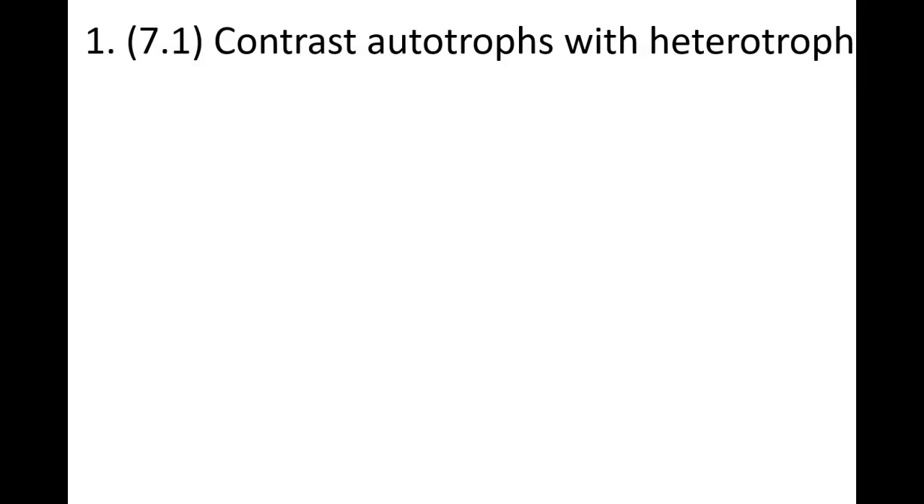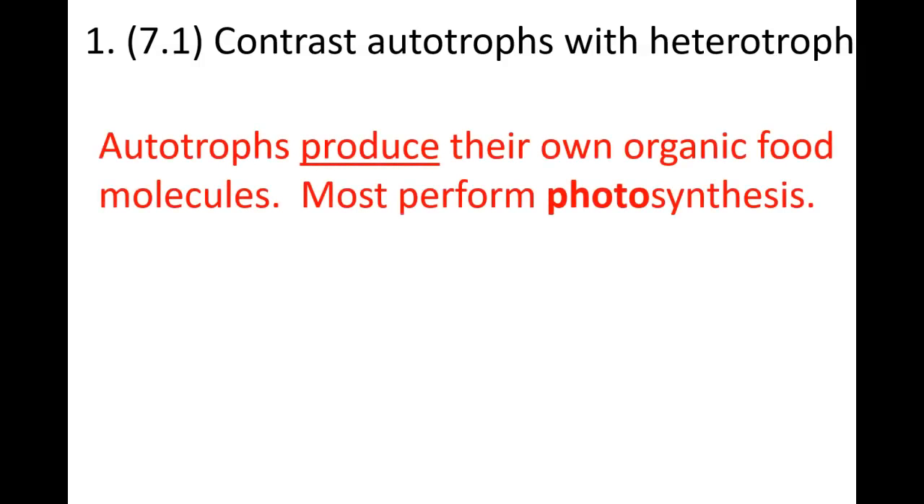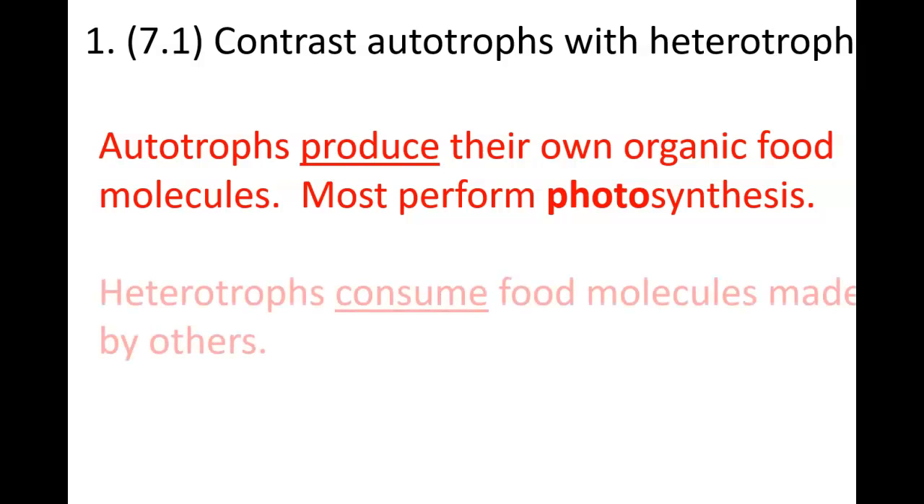Contrast autotrophs and heterotrophs. In order to get full credit for this question, or when you are taking the AP exam, make sure you do your contrast of both things. Make sure you're stating both of them. So autotrophs produce their own organic food. They perform photosynthesis. Auto, think of what auto means. They are doing it themselves. They are producing their own.